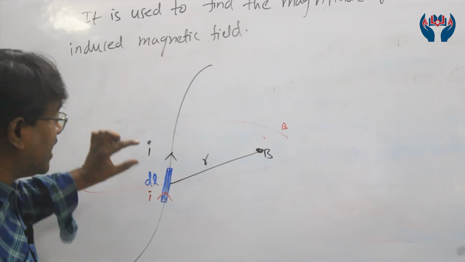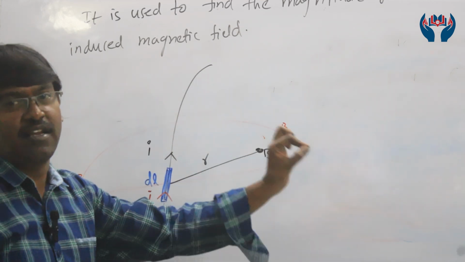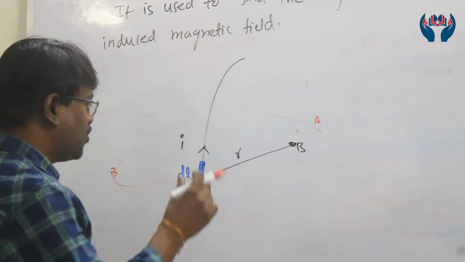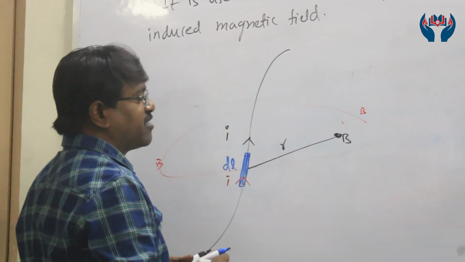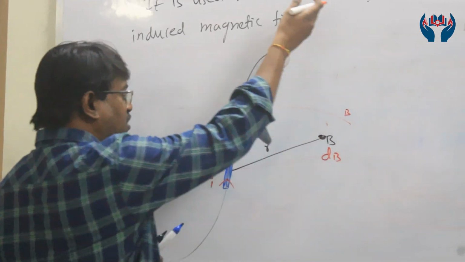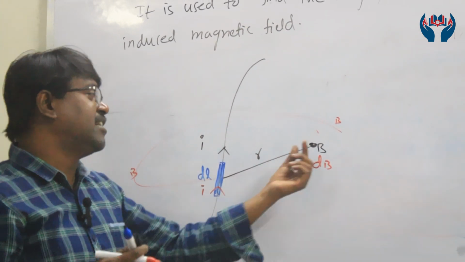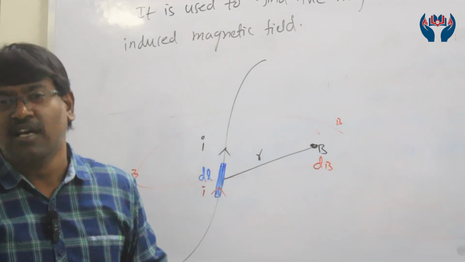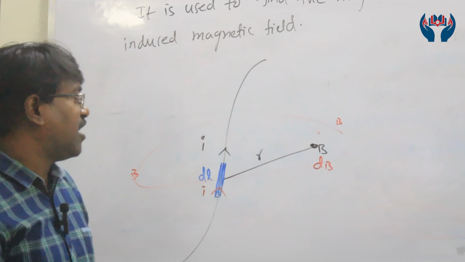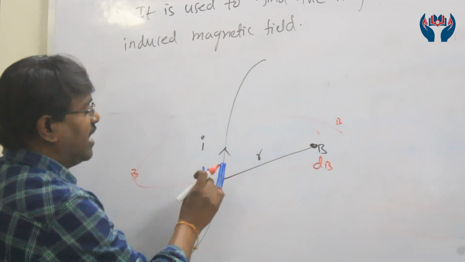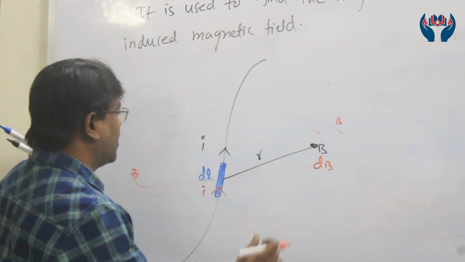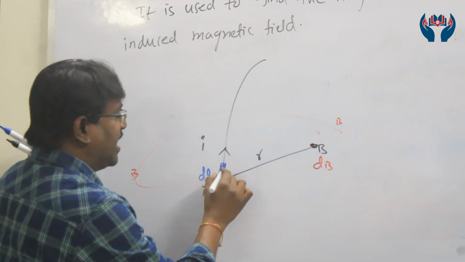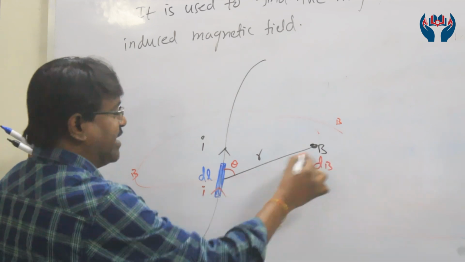Due to this current element, what is the magnetic field at a distance r? Due to the small wire, the magnetic field is also small, that is dB. Due to the total conductor, the magnetic field is B. Due to the small part, the magnetic field is very small, indicated by dB. This elemental length makes an angle theta with the position vector, the distance vector.